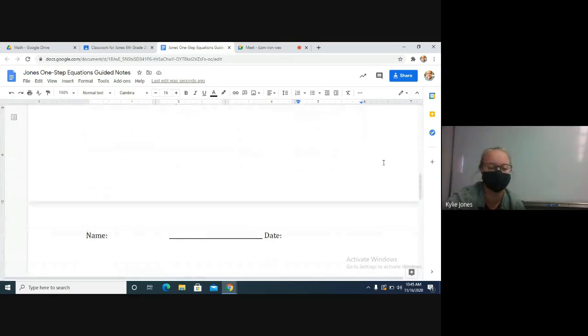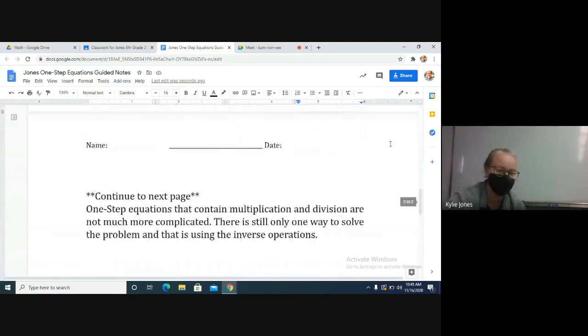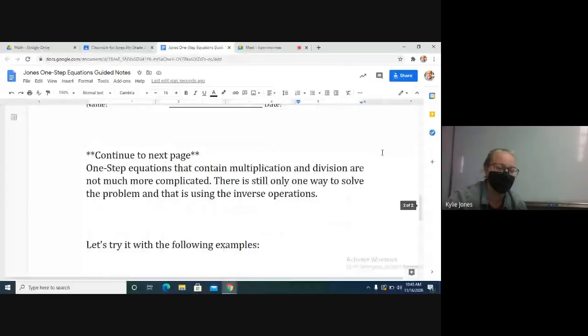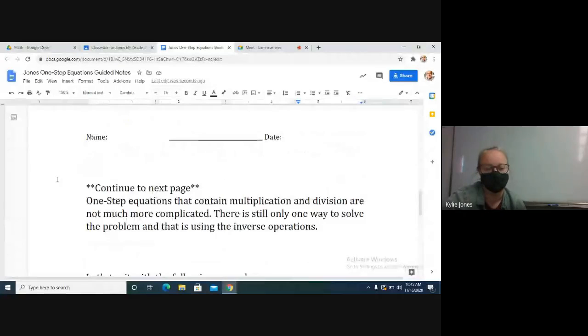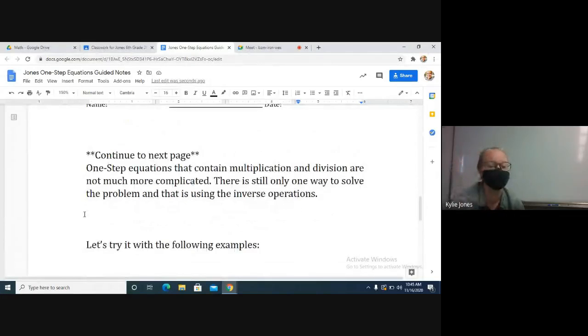All right, let's look at our next page down here. This is where we're going to talk about the multiplying and dividing part of it. So you can also do one-step equations with multiplication and division. It looks a little bit different though, but it's the same thing. You still need to use the opposite one. So if you see a problem that is multiplying, you need to divide to get your answer. If you see a problem that is division, you need to multiply to get your answer.